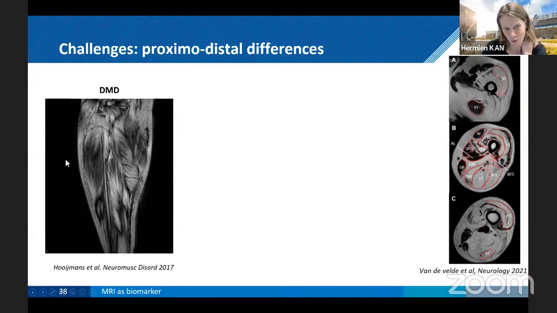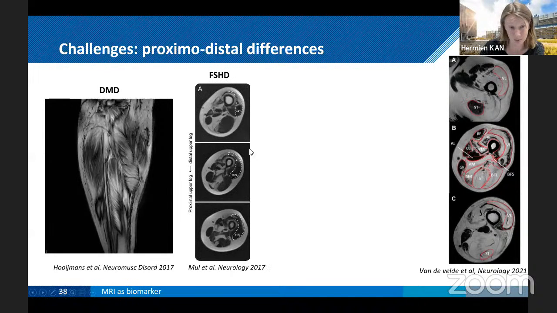So you can imagine, if you want to measure the fat fraction, that you have to be very consistent over time on where you place your slice. Because if you place your analysis slice here on the first measurement and then there on the measurement 2 years later, you might think that there's an increase in fat fraction, but there was not.